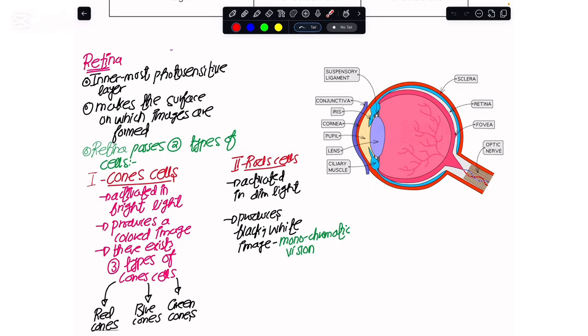And for today, we will look at the innermost photosensitive layer of the eye, and this is the retina. In this retina, we will see how the image gets formed, and how the cones and the rod cells, which are the two fundamental types of cells in the retina, are distributed in this layer.